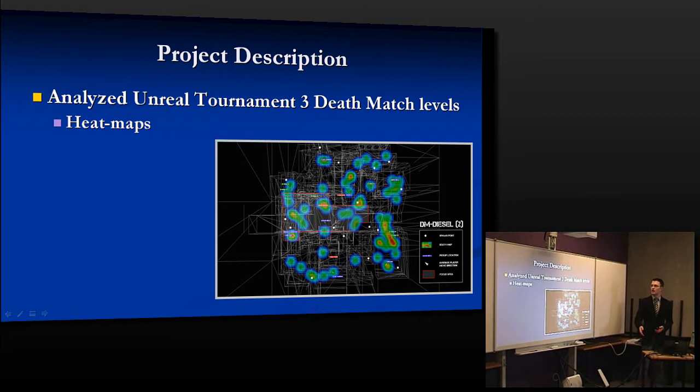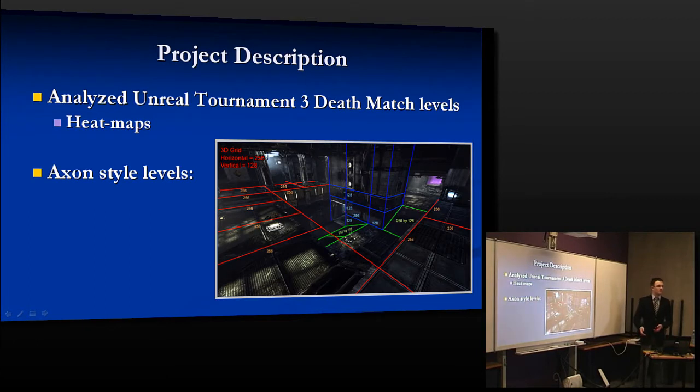So I started by analyzing Unreal Tournament deathmatch levels. I did this by analyzing the levels themselves, figuring out where pickups were, how they were created in terms of rooms, corridors, etc. And I also did playtests in which I captured heat maps. These heat maps captured data like where did players die most often, how did they walk throughout the level, what pickups did they pick up. And eventually I chose for the Axon style deathmatch levels from an Unreal Tournament.